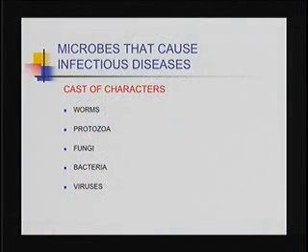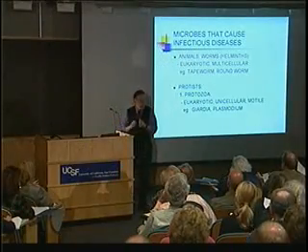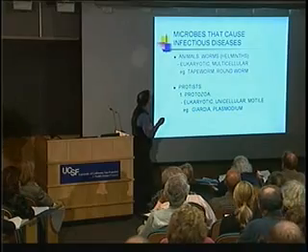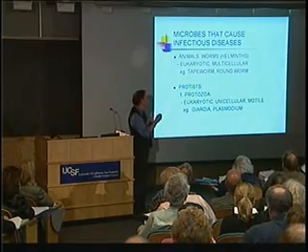And then we move to lesser complex, smaller, the protozoa. Again, I'll show you examples and discuss each of these. Then the fungi, and then bacteria. We're getting much smaller and much simpler. And lastly, the virus is the smallest of all of them, and I'll show you images of all of these as we go along. So here are the microbes that cause infectious diseases.